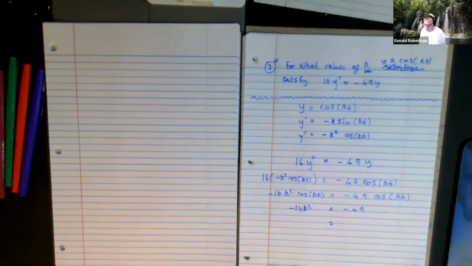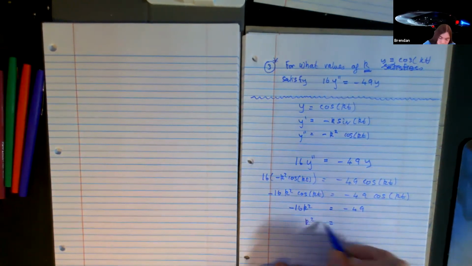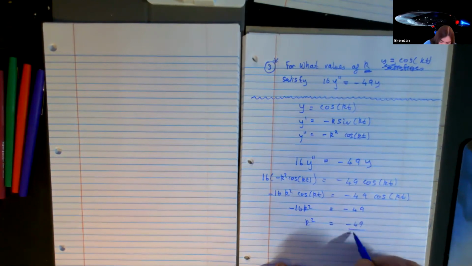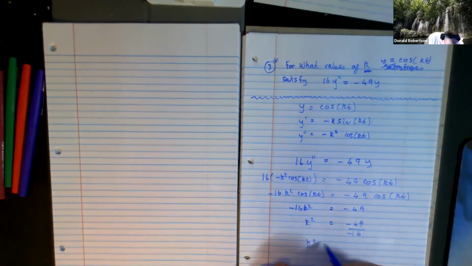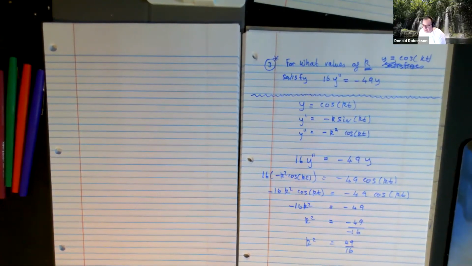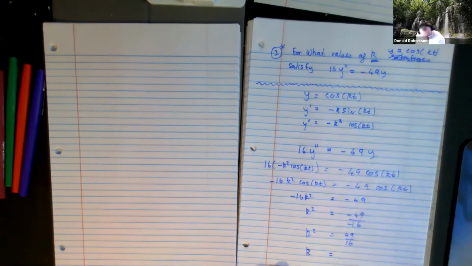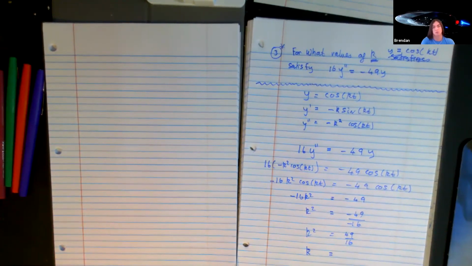What do you think I'm going to do next? Remember, our goal is to find out what k needs to be for this to solve. What do I do next? Divide by negative 16. Agreed. You probably don't need this line, but since these are notes, I'm going to put that line in. Now, what's going to happen next? Take the square root of both sides.